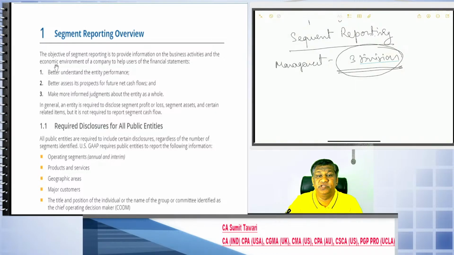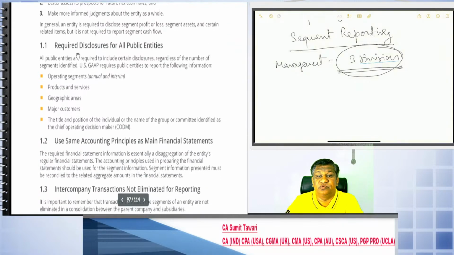The objective of segment reporting is to provide information on the business activities and the economic environment of a company to help users of the financial statements better understand the entity's performance, better assess the prospects for future net cash flows, and make more informed judgments about the entity as a whole. Required disclosure is for all public entities: operating segments, annual and interim.